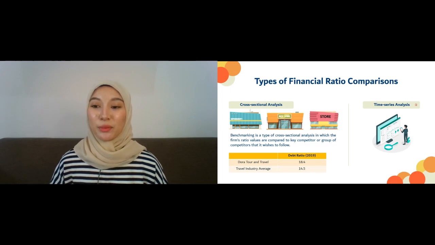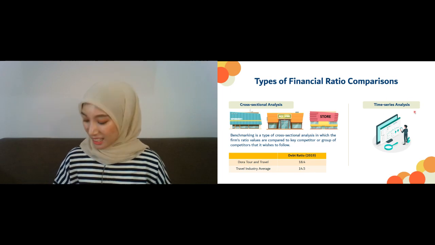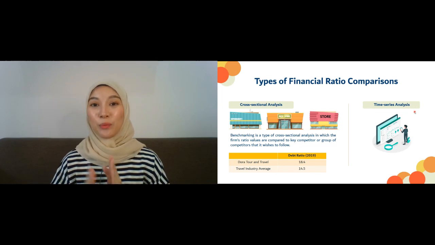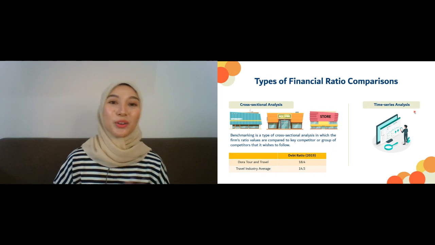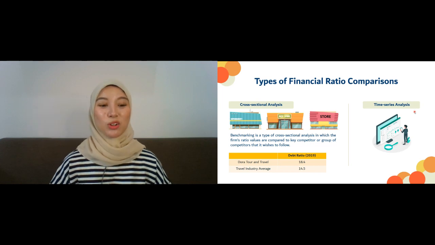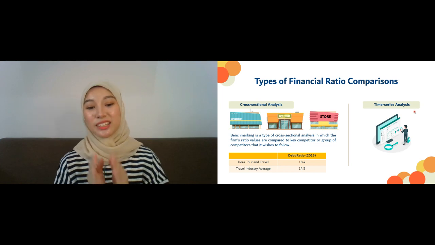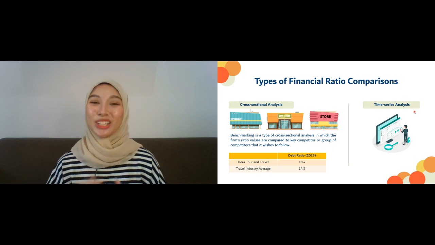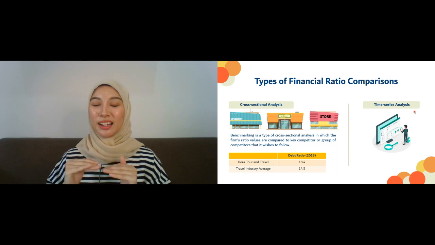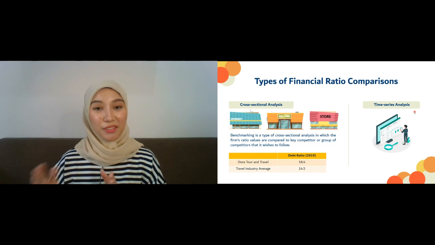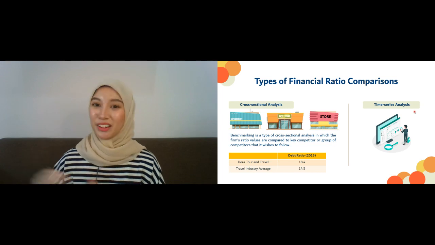You may also be familiar with time series analysis. Time series analysis is when you compare with a previous year or a year after, but within the same firm. For example, you are comparing Dora Tour and Travel's debt ratio from 2010 until 2019. So we get the same company, same ratio, however, in different periods of time.